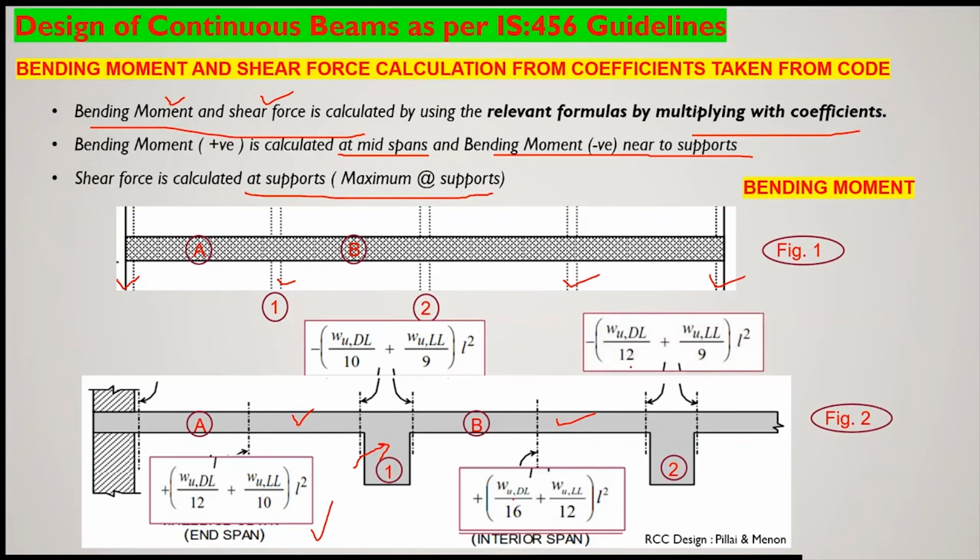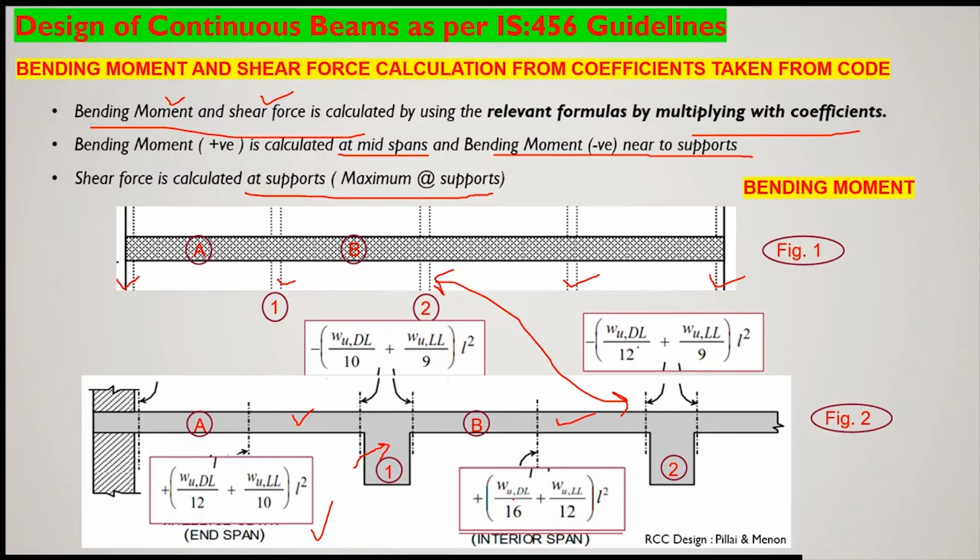Similarly, if you see here, it is also a support, but it is interior support. This support number 1 is next to the end support, but support number 2 is not next to the end support. It is interior support. So support number 2 is interior support, and when you have to calculate the bending moment, you have to pick the bending moment coefficient from Table number 12.